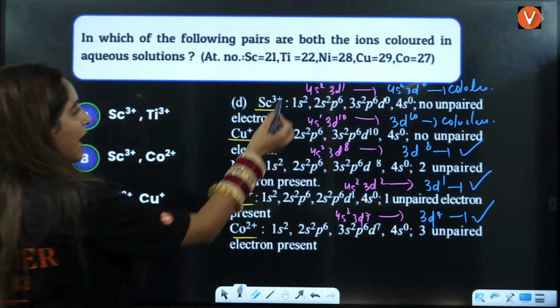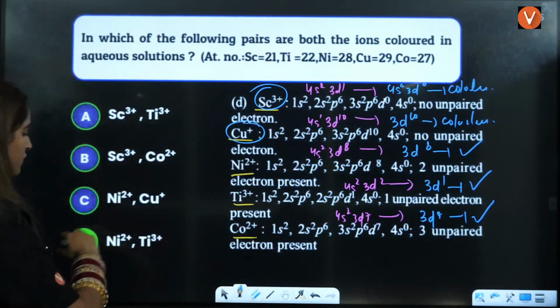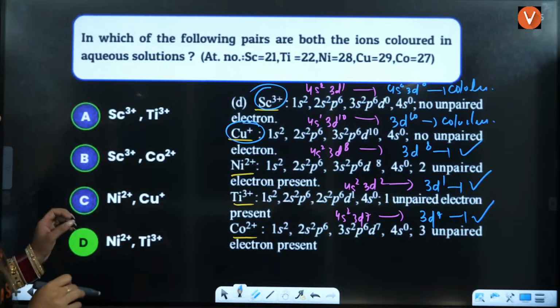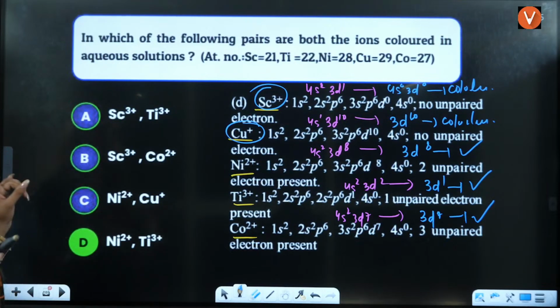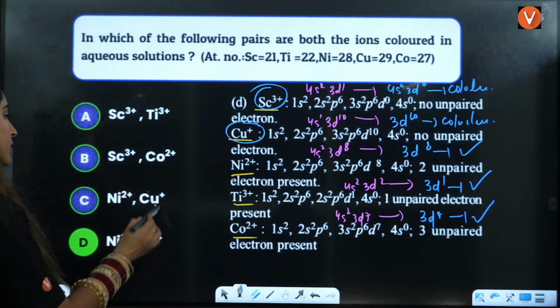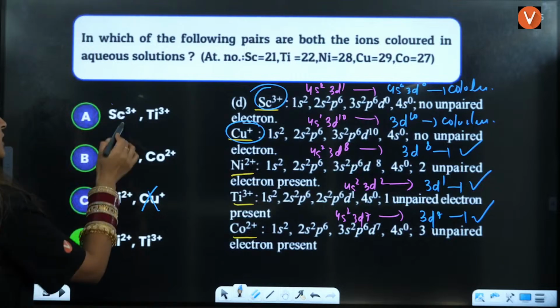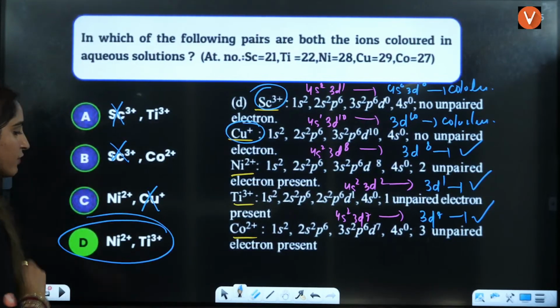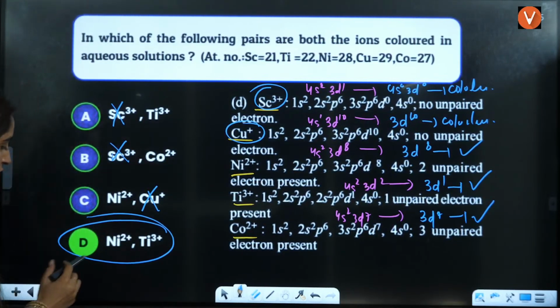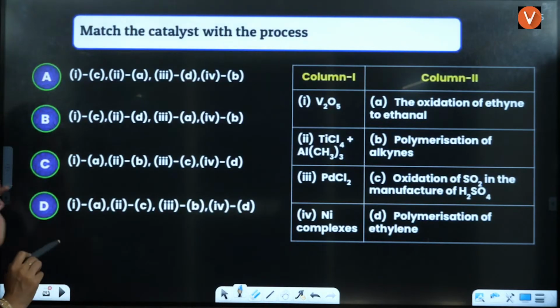Okay. So, scandium 3 positive and copper positive are not going to show you any color; they are going to be colorless. They are asking which of the following pairs have both ions colored in aqueous solution. Okay. So, copper is colorless, scandium is colorless, this is colorless. So, the only option left is nickel and titanium 3 positive. This is going to show you the color.